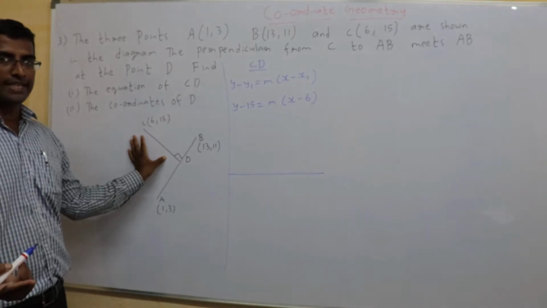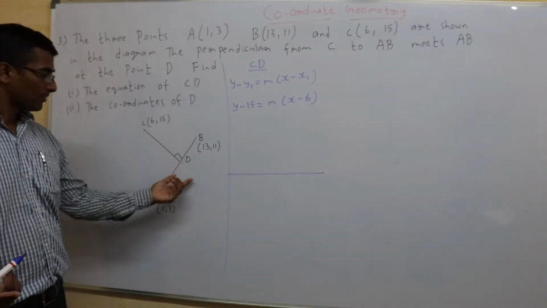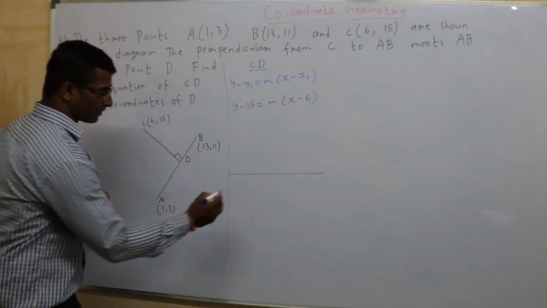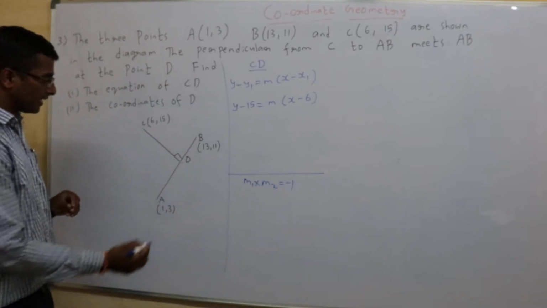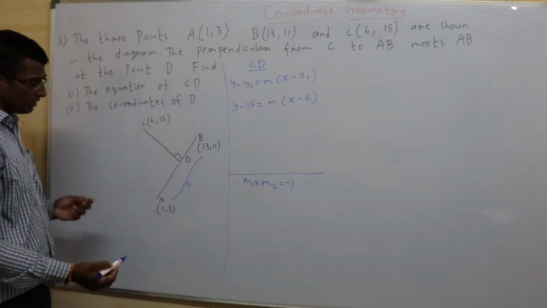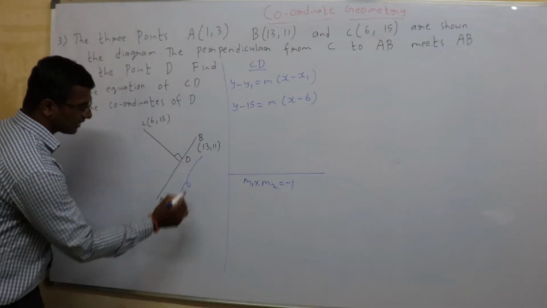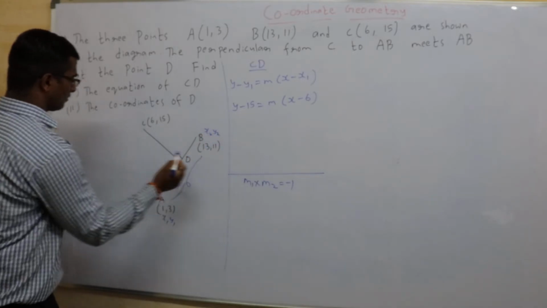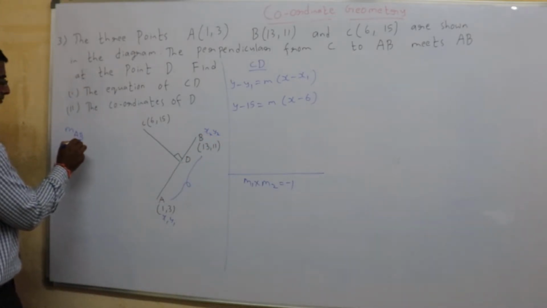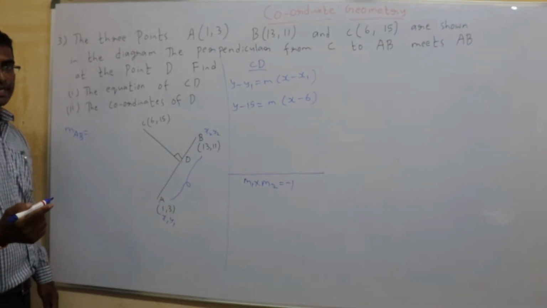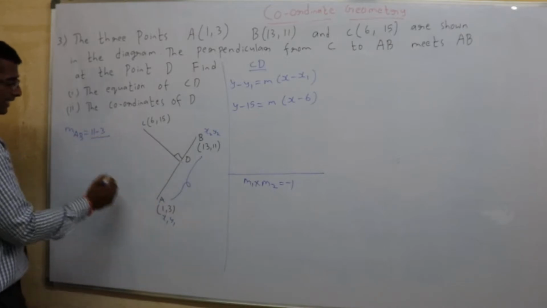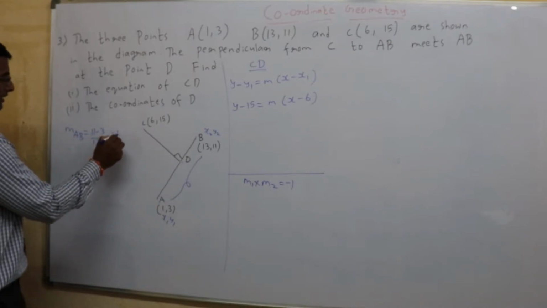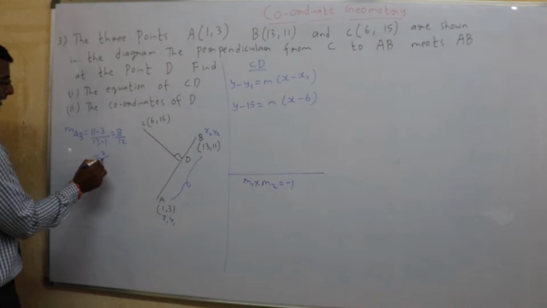To get the slope for CD, I will use this perpendicular condition. Whenever lines are perpendicular, m1 into m2 equal to minus 1. I can get the slope for the AB line. For that, if this is x1, y1 and this is x2, y2, how much is the slope for AB? y2 minus y1 by x2 minus x1 is the formula. So 11 minus 3 by 13 minus 1, which is 8 by 12. So it is 2 by 3.